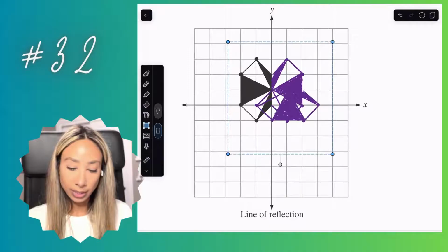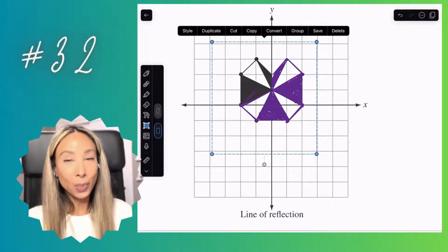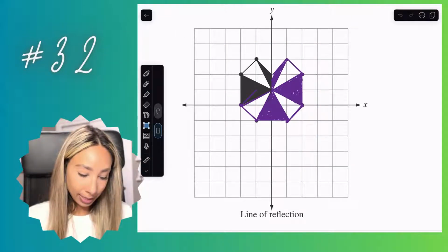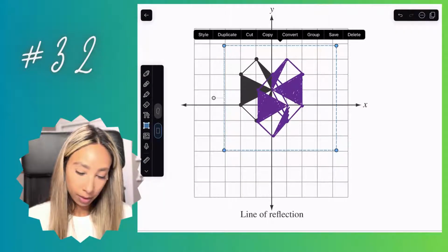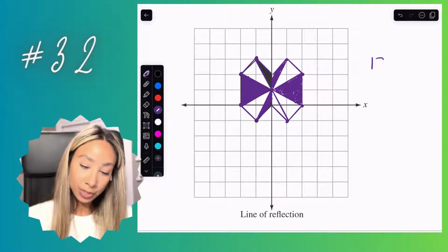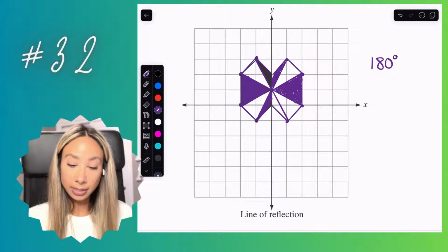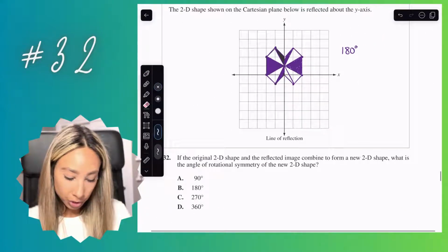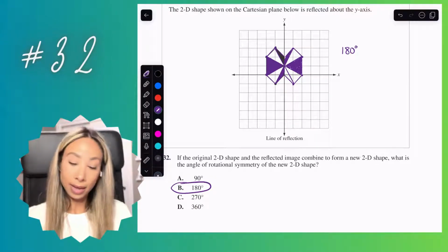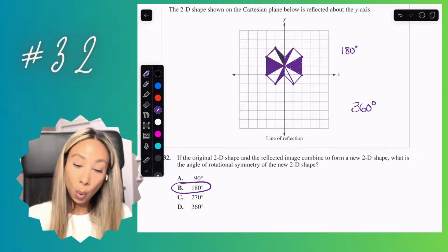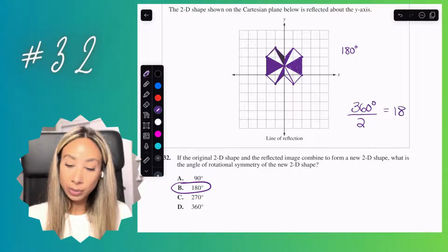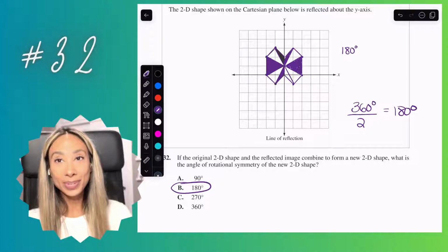So I'm going to rotate it 90 degrees. Well, if I rotate it 90 degrees, it's not quite the original shape, right? It's not the original one that we got. But if I rotate it 180, now I have my original shape. So this means my rotational symmetry is going to be 180 degrees. So that means its order is going to be 2 with 180. I could also figure this out by saying that it's 360 degrees for my whole structure to rotate, and if I take 2 rotations, that's also going to give me 180 degrees. So our answer for this one is going to be B.